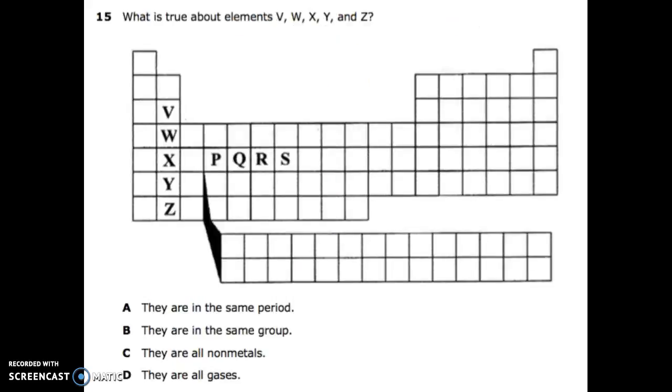Number 15. What is true about elements V, W, X, Y, and Z? A. They're in the same period. B. They are in the same group. C. They are all nonmetals. D. They are all gases.